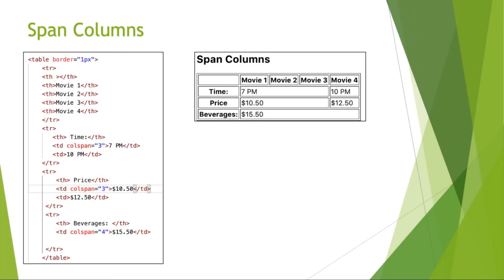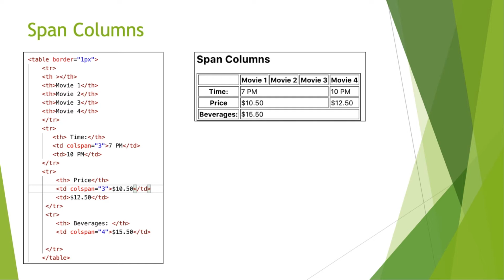Okay, so now this table looks a little bit different. So what's the very first thing we see? We see this table has a border, and it's a 1 pixel wide border, and you can see it right here around the table. Then we have pretty much similar content to what we saw in the previous page, except now we're using the column span functionality, or the attributes. Let's look at this table. So we have 4 movies across the top, and then we have time, price, and beverages down the side, and we see that we have a 3 column span for time. So movies 1, 2, and 3 start at 7 p.m. and movie 4 starts at 10 p.m.